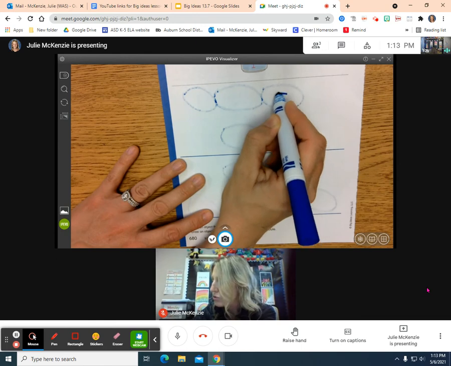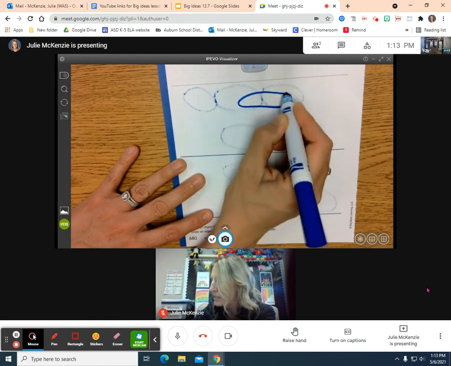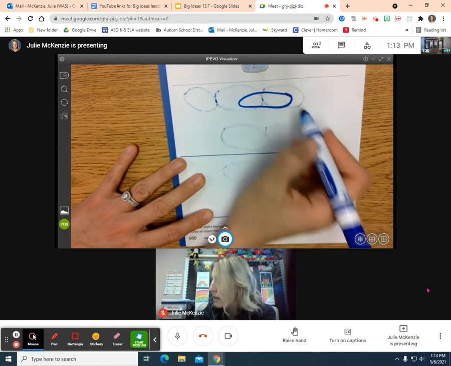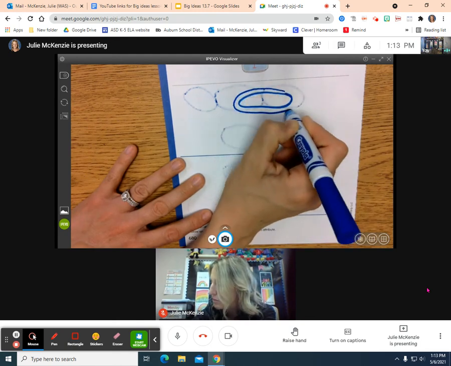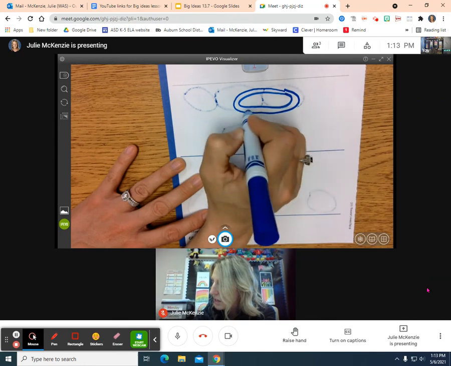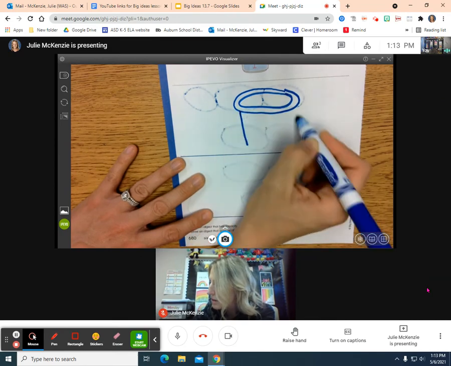I want us to draw a bucket. So I'm going to start by making an oval. I'm going to make another little oval kind of around that. And I'm going to just make it kind of go down like this.